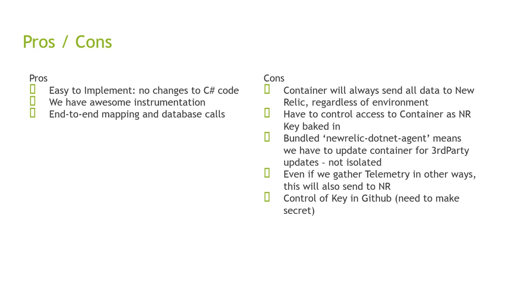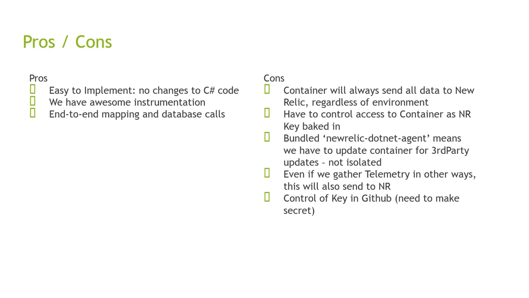Now, the downside to this is that the container is always going to send data to New Relic, regardless of environment. Till I expire that API key, it's going to send data. I have to bake in access controls to the container. Because of the key being in there, I can't share it publicly. I've got to know where that's going. Because I bundled that New Relic .NET agent, that means I need to update it with every update. And New Relic's good about patching their stuff, but that just means recompiling to bring in this third-party binary.